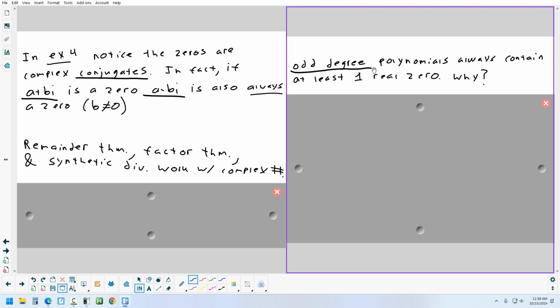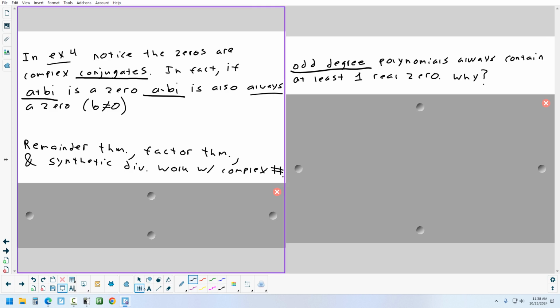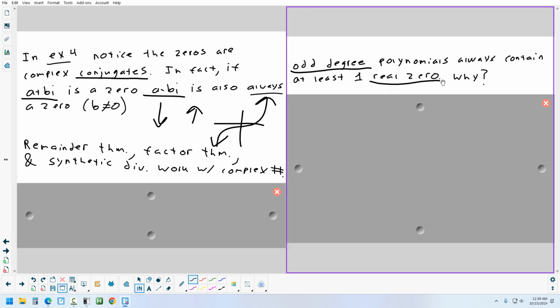Yeah? Because the end behaviors are always opposite. One going up, one going down. One end goes down, one end goes up. Could be down, up, or up, down. But when you sketch them, one end goes down forever, one end goes up forever, and you never lift your pencil when you draw it. So if you go down forever and up forever, you're going to cross the x-axis somewhere. And if you cross the x-axis, that means you're going to have a 0.